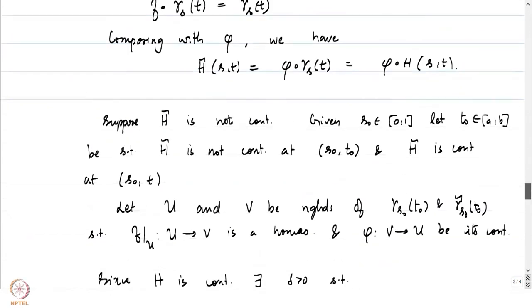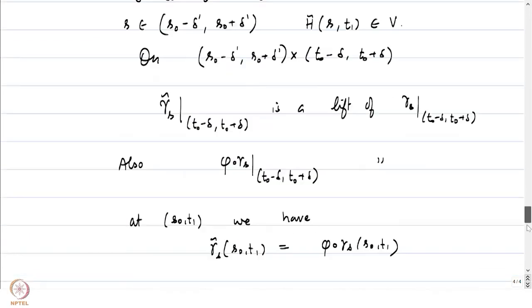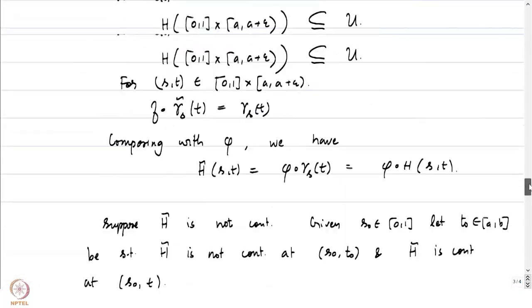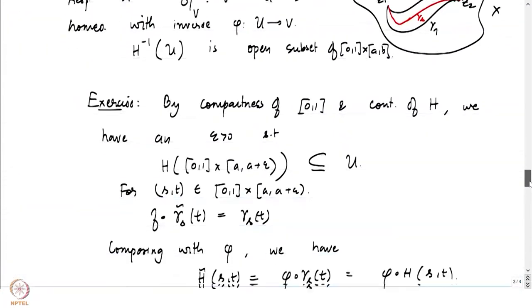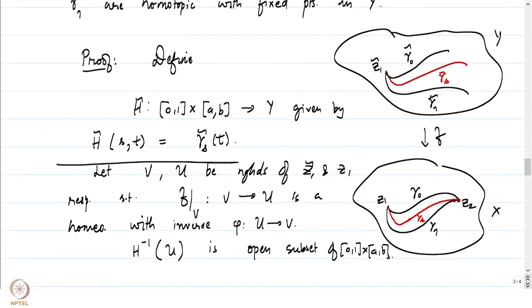That is the starting point of all this, right? Suppose H tilde is not continuous. So, in particular, H tilde has to be continuous, contradiction. Hence, H tilde is continuous on 0, 1 cross AB. So, what have we just established? We have just established that the map H tilde that we have defined, this is the map that we defined. This map is continuous on 0,1 cross AB.